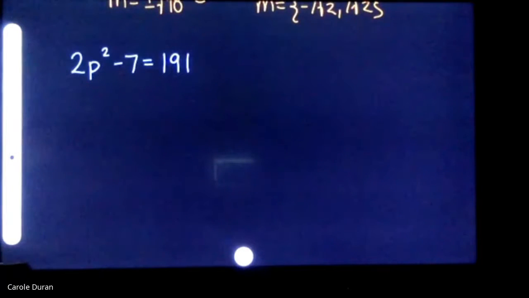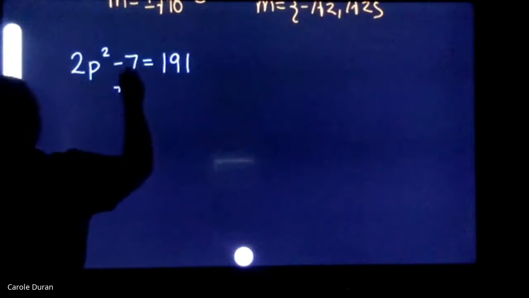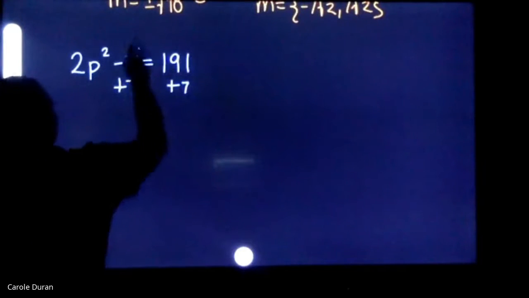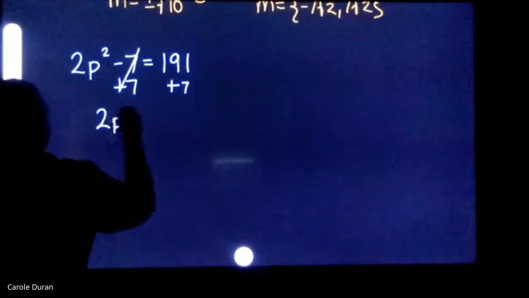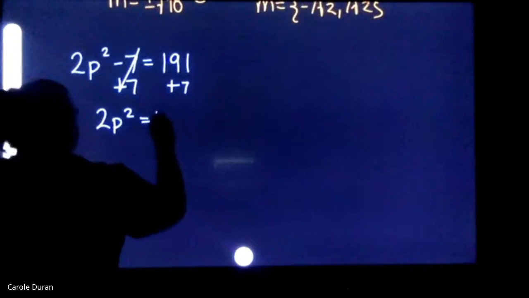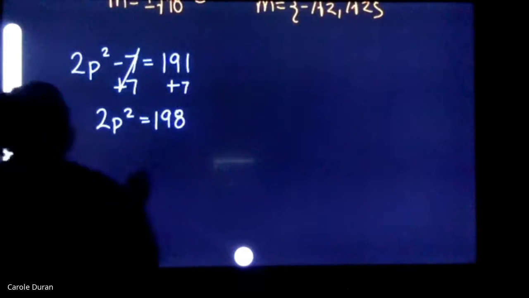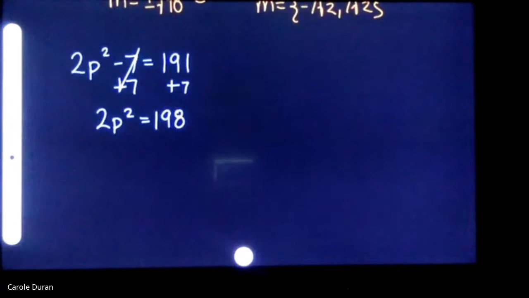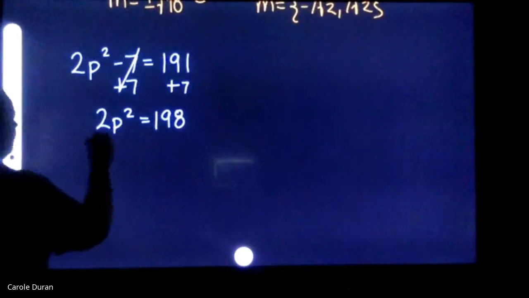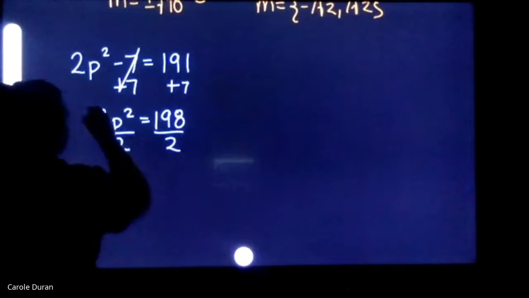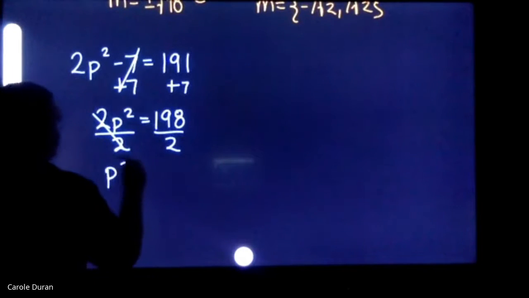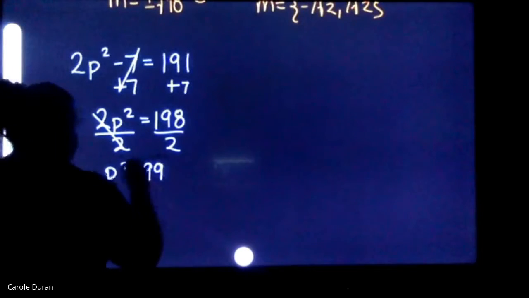Just like on the previous problem, my goal is to get p by itself. First thing I need to do is add the 7 over. When I do that, I get 2p squared equals 198. Then I need to divide both sides by 2, which leaves me with p squared equals 99.